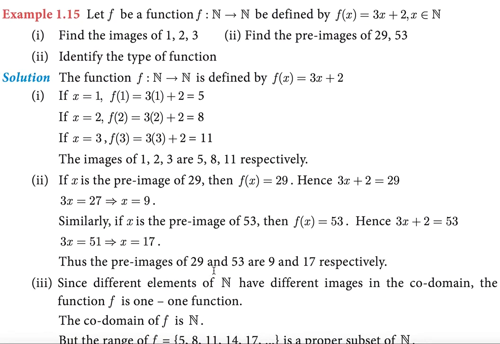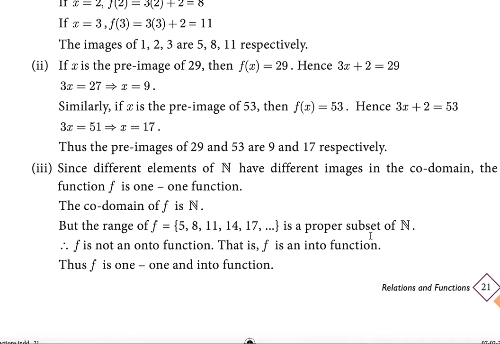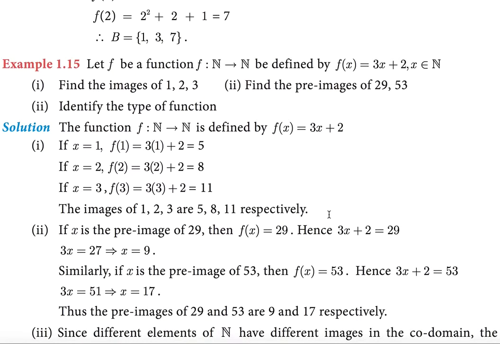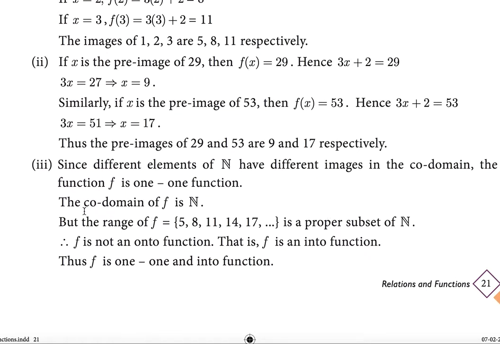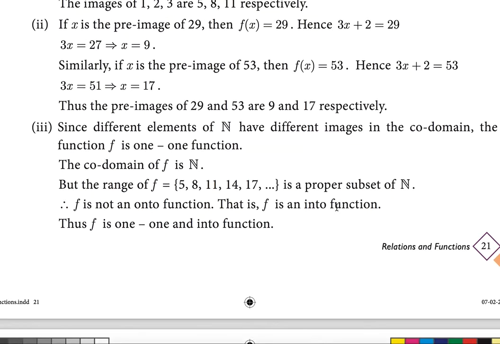Thus the pre-images of 29 and 53 are 9 and 17. Since the different elements of N have different images in codomain, the function is 1 to 1. No problem, that is 1 to 1 function. The codomain of f is N, but the range of f is a proper subset of N. Therefore, f is not an onto function. That is, f is an into function. Thus, f is 1 to 1 and into.